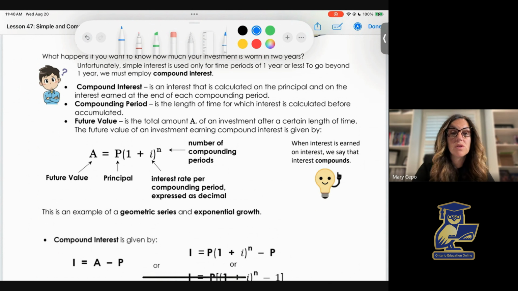Compound period is the length of time for which interest is calculated before it is accumulated. Future value is the total amount A of an investment after a certain length of time. The future value of an investment earning compound interest is given by the following formula. The future value, which is the amount, is equal to the principal times 1 plus i, which is the interest rate per compounding period expressed as a decimal, all to the power of n, which is the number of compounding periods. So when interest is earned on interest, we say that interest compounds.